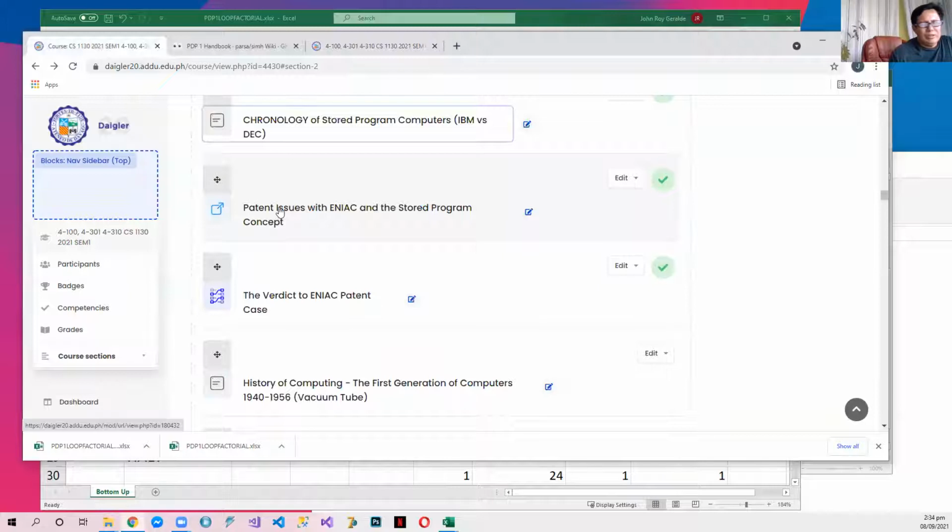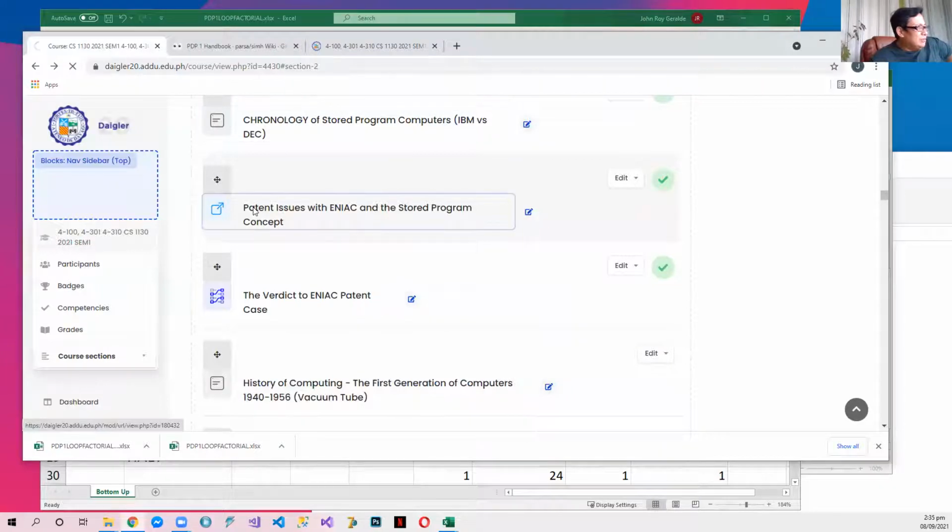There were patent issues with the ENIAC because Presper Eckert and Mauchly filed for a patent. What is a patent? A patent is like a copyright, which means that you own the technology and you have the sole rights to manufacture the same machine. All those who do not have the patent will have to get permission from the patent owner, and the patent owner will charge a royalty for the income, for the intellectual property, of course.